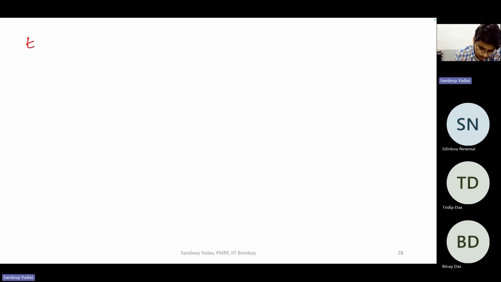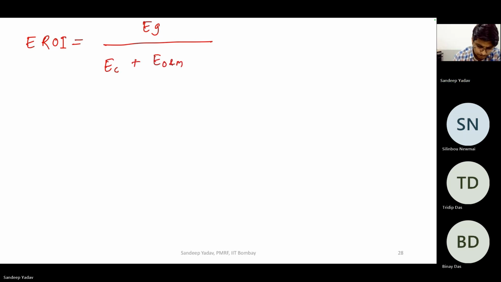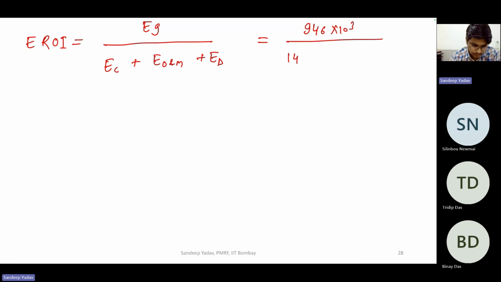So we know EROI is equal to overall energy generated divided by EC plus EONM plus ED. So when we put the values, EG is given 946. So we'll convert them into the same unit. We'll multiply 10^3, and 147 was given in the terajoule itself, so we'll not need to convert. ONM was given 83, so we have again convert it into the terajoules, and ED was given 20.